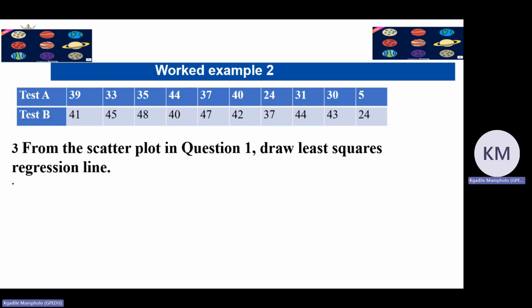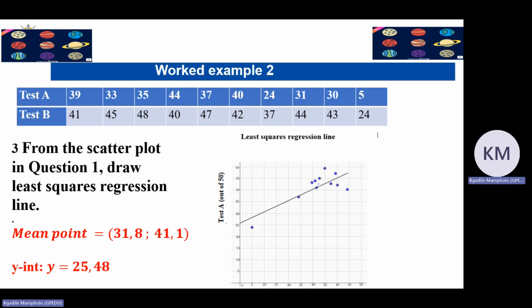From the scatter plot in question 1, draw the least squares regression line, or the line of best fit. When you draw the line of best fit, for your gradient to be accurate, what you'll do is first determine what you call the mean point.